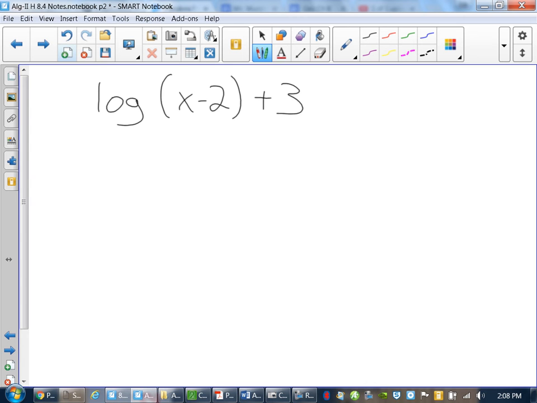Let's graph it. We have log of the quantity x minus 2, plus 3. I'm going back to the example you had earlier. What's the base that you don't see? 10. This is base 10. The easiest thing to plot is your asymptote. Your asymptote here is at x equals 2, a vertical asymptote. So I plot that to start.